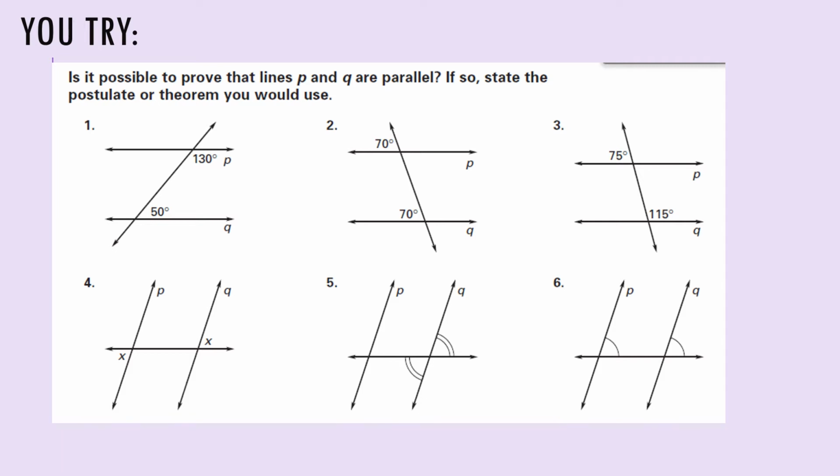So for number 1, it is possible to prove these lines parallel because 130 and 50 are same side interior angles. So they would be parallel because same side interior angles are supplementary, and 130 plus 50 equals 180. For number 2, they are congruent angles and they are corresponding. So those two lines are parallel because the corresponding angles are congruent.